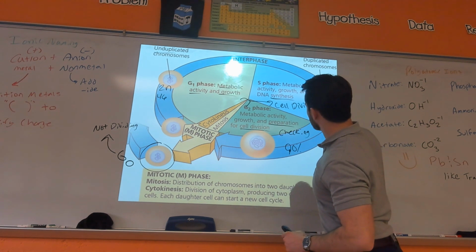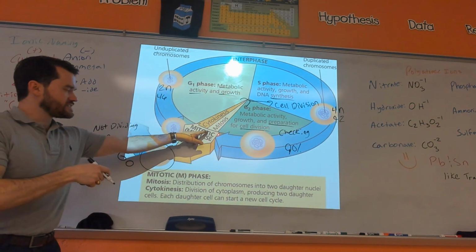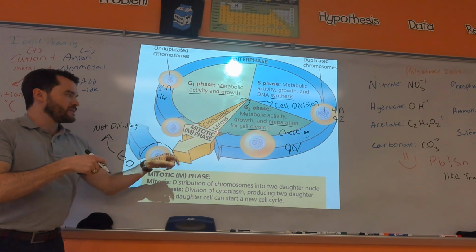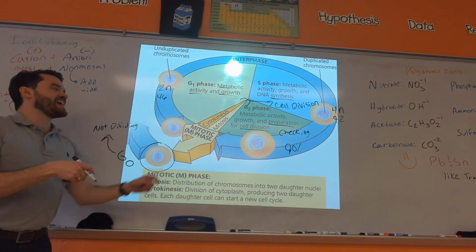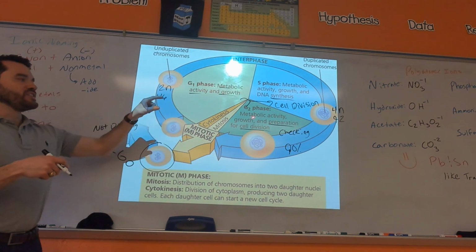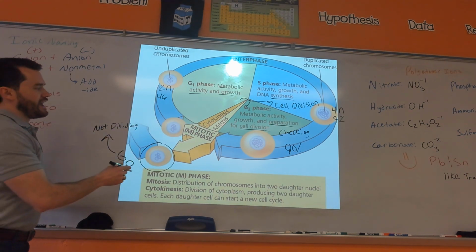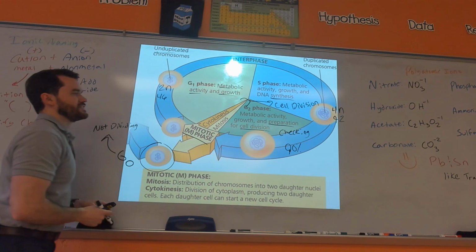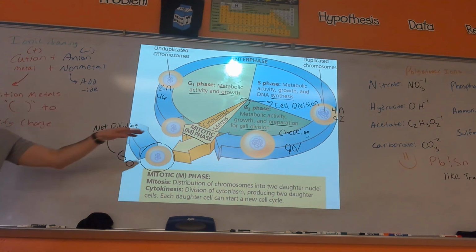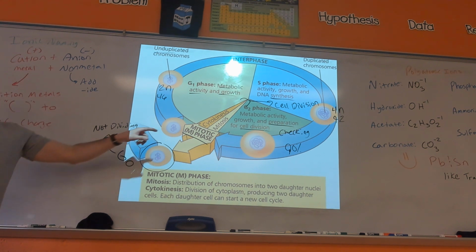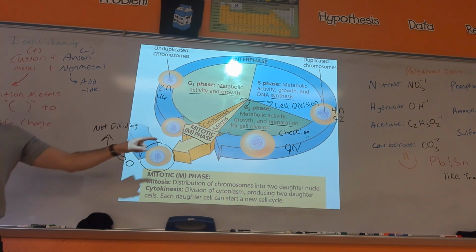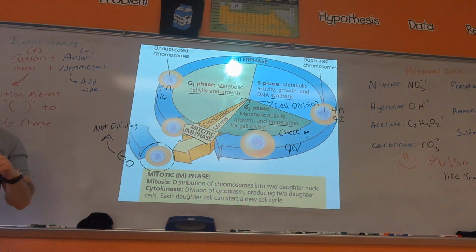So cell division is broken up into mitosis and cytokinesis. Or I'm sorry, I said that wrong. Cell division is broken up into mitosis and cytokinesis, and they call all of that collectively the M phase. So cell division and the M phase is referring to both of those. Cytokinesis, we divide up the cytoplasm. Mitosis, we just divide up the chromosomes.